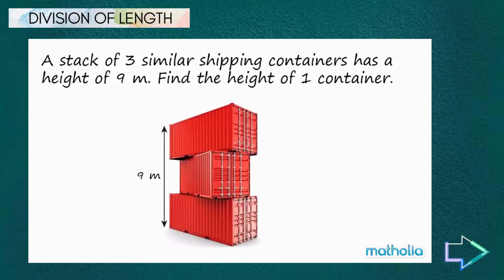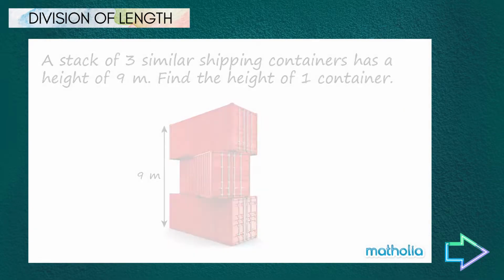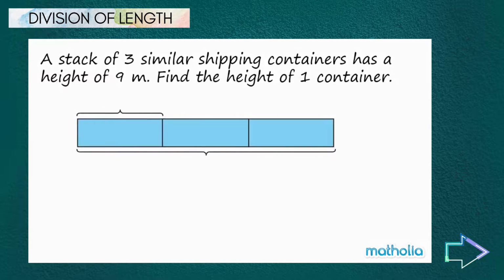A stack of 3 similar shipping containers has a height of 9 meters. Find the height of one container. Let's use a model to help solve the problem. We know the height of the shipping containers is 9 meters. We need to find the height of one container.